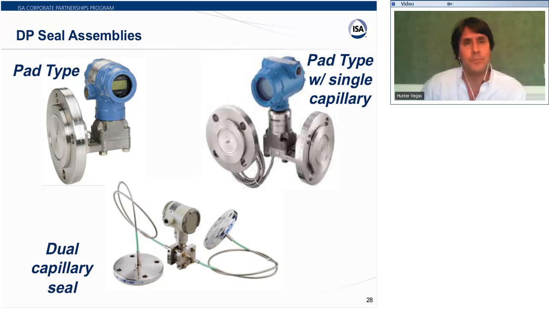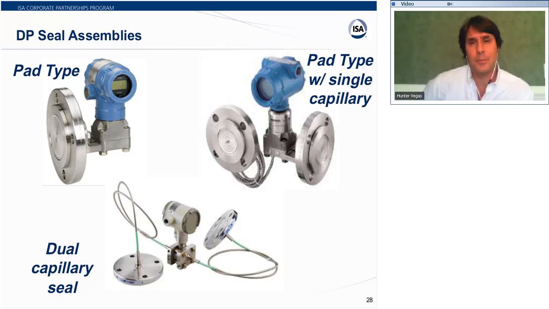There are three general big types for transmitters. You have a pad type transmitter, that's the one in the top left corner. It's got a single seal. It's usually bolted or welded onto the transmitter itself, and it's bolted onto the tank. Then the low side of that transmitter is vented, so for an atmospheric tank it works fine.